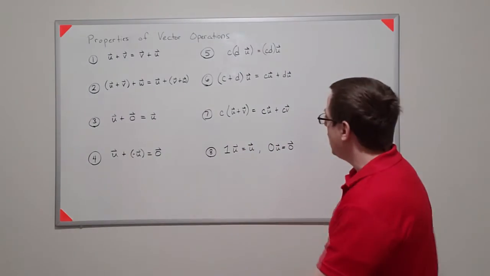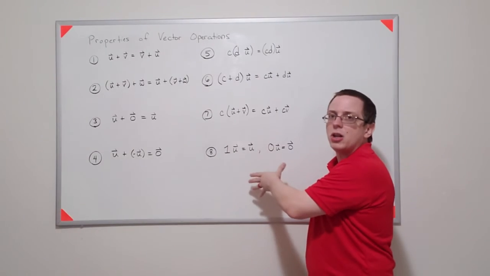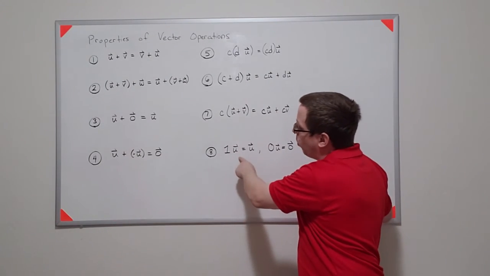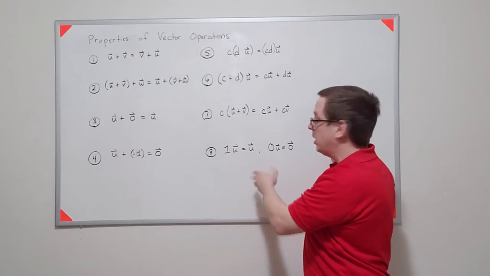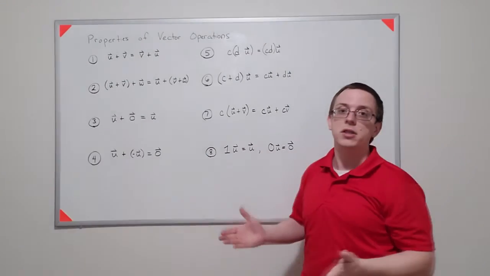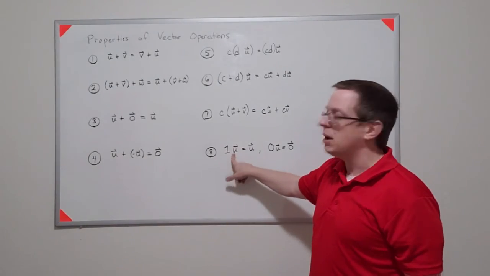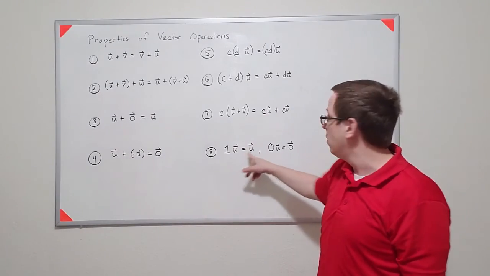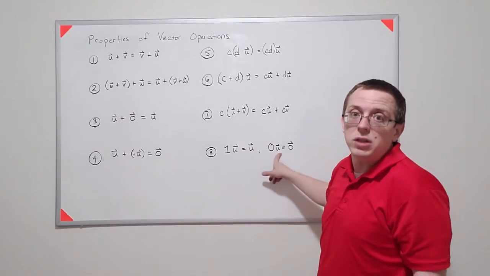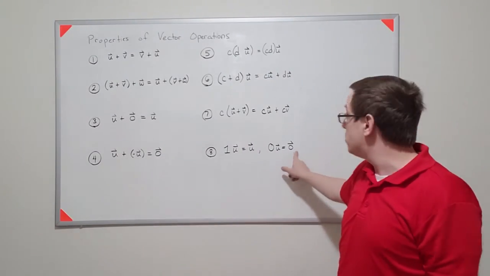And finally, number 8 is really just a consequence we probably already knew: 1 times a vector is itself, and 0 times a vector is the 0 vector. And that's really a consequence of that scalar multiplication. 1 times everything is just everything that was there. 0 times all your components, well, 0 for each component, so it's got to be the 0 vector.